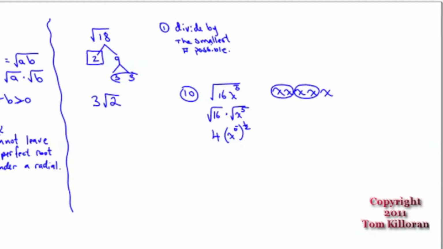So here I'm going to pull out 2 factors of x. So when I get down to it, it's going to be 4. I'm going to pull out 2 factors of x. How do I write 2 factors of x? X squared. And then you're going to leave behind the square root of the remainder, the guy that gets left behind. So 2 goes into 5 twice with a remainder of 1.